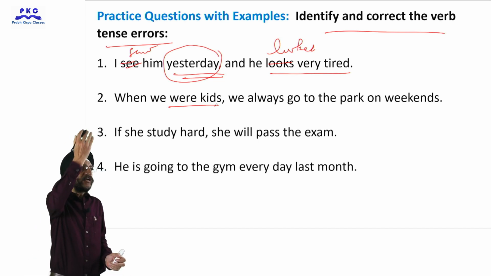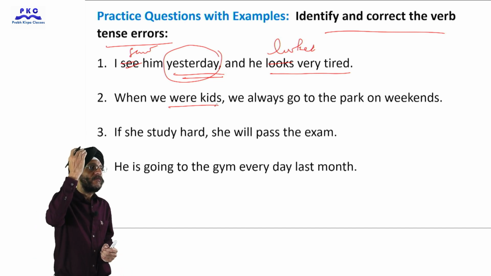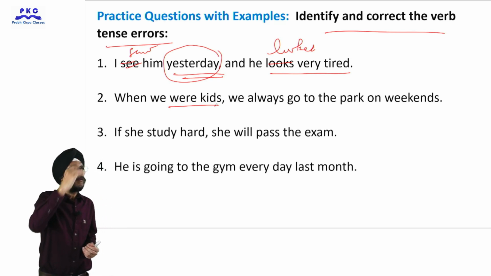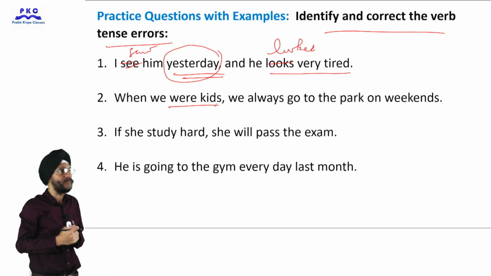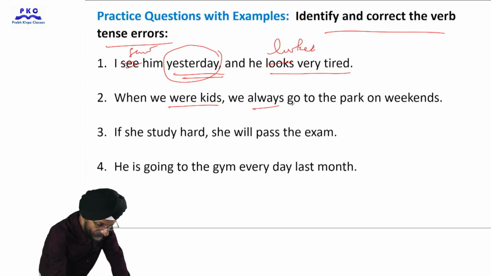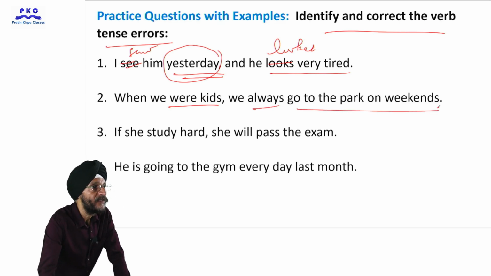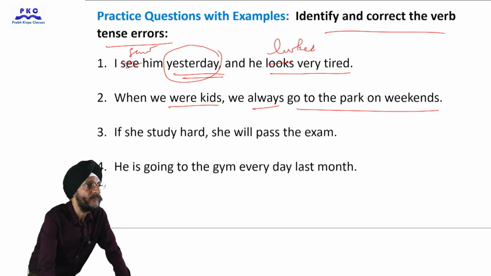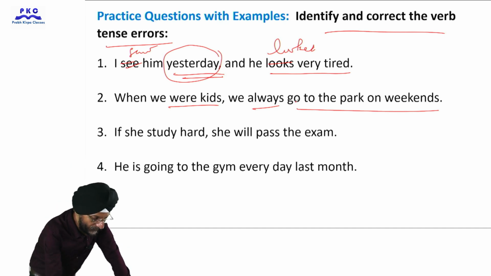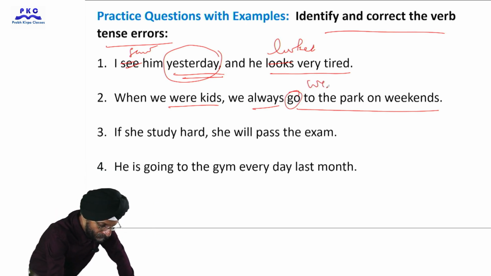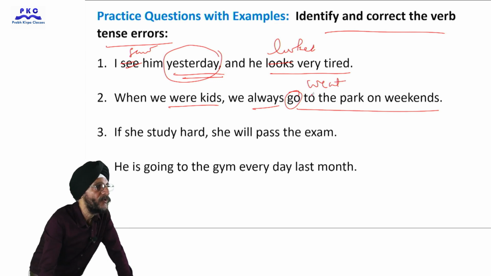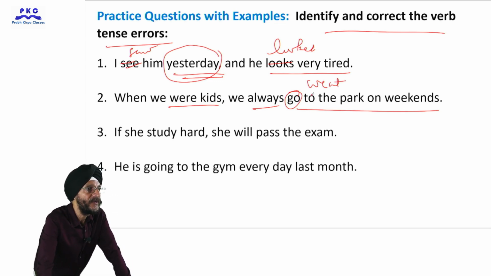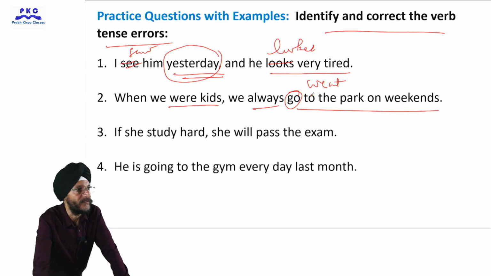When we were kids, we are talking about the past. When we were kids, we always go to the park on weekends. Here, "go" is in present tense. So when we were kids, it is in the past. Here "go" has to be changed to the past. So "go" will change to "went." We always went to the park on weekends.